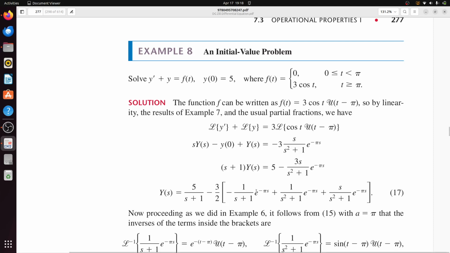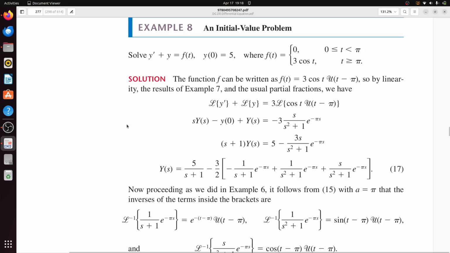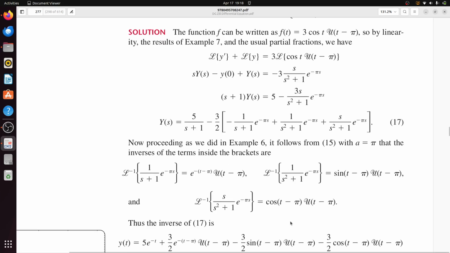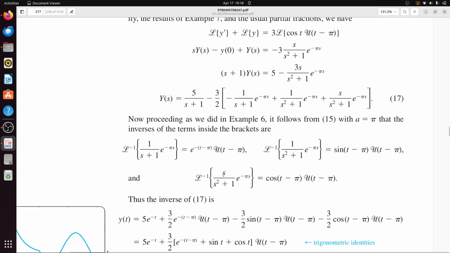And you know that e to the power minus pi s, what does it do? So here you have already determined the Laplace inverse transformation. From the first you will get only 5 into e to the power minus t. From the second you will get e to the power minus (t minus pi) into u(t minus pi). And here also this will be sin (t minus pi) into u(t minus pi), and this will be cos (t minus pi) into u(t minus pi).